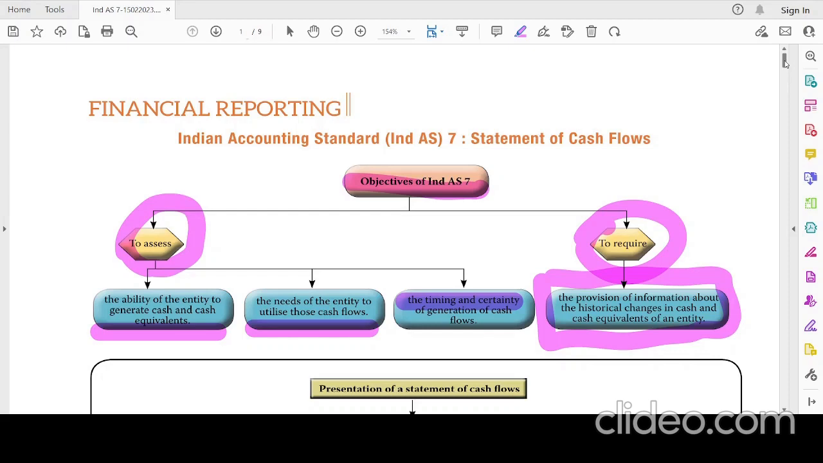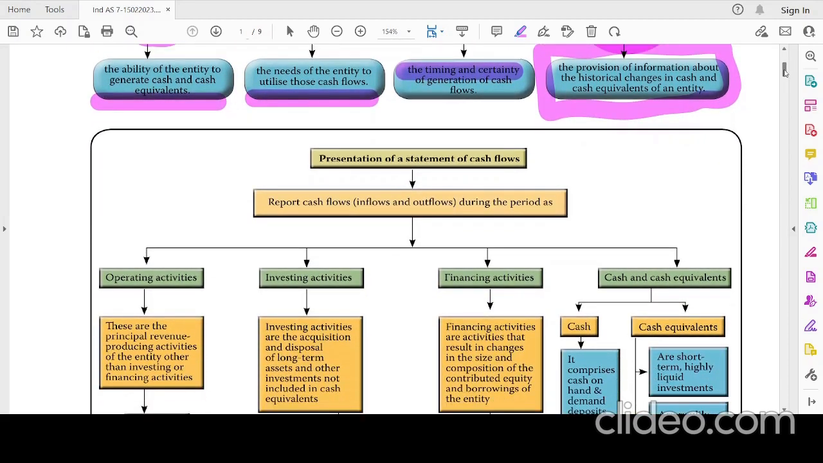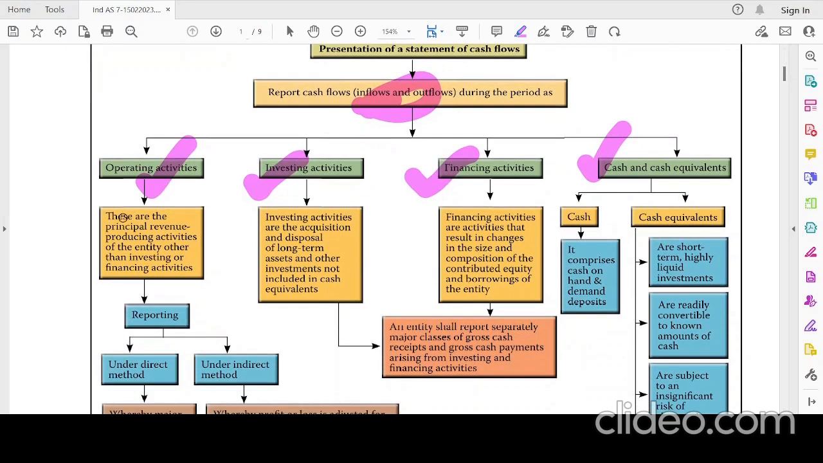Now, presentation of a statement of cash flows. Report the cash flows as both inflows and outflows during a period as either operating activities, investing activities, or financing activities. What do we mean by the term operating activities? These are the principal revenue producing activities of the entity which are other than investing and financing activity. For example, sale of goods or purchase of goods or some current liability, current asset generation. Those will be known as principal revenue producing activities.